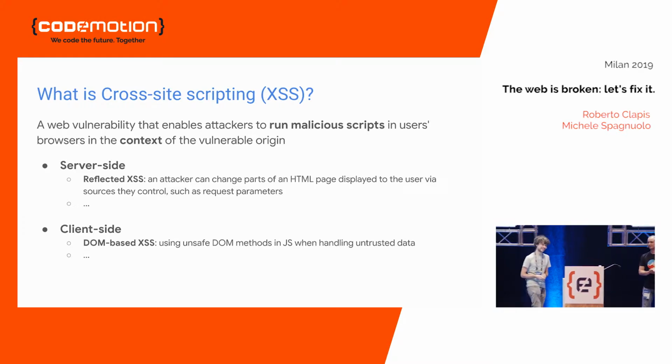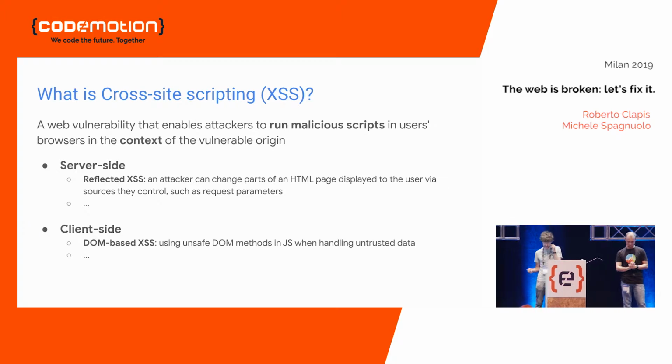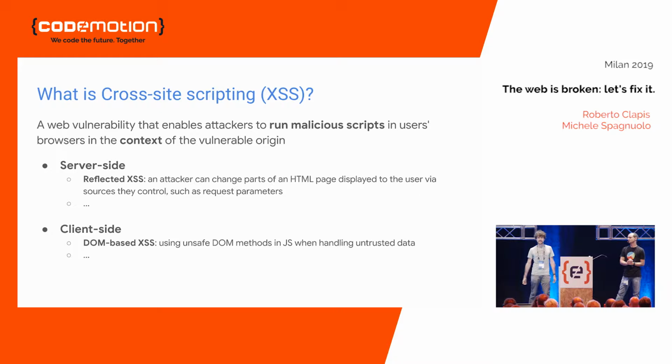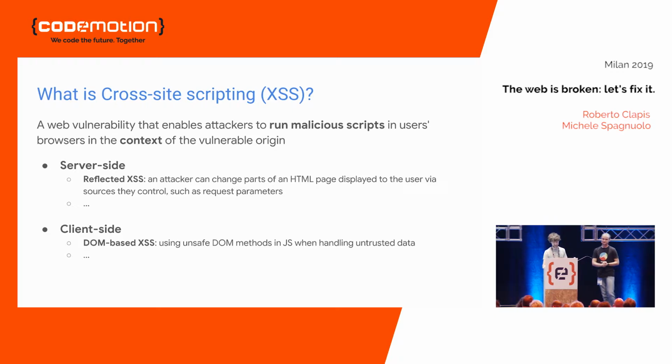We are just simplifying it a bit and saying that there is reflected XSS, where basically the server reflects back a payload that an attacker sends. And we have DOM-based XSS, which is client-side. It would work if you have an index.html file saved on your desktop. It doesn't require a server, and it is because the DOM API is broken. I mean, it works. It's powerful. It's broken. It's not safe by default, as we like to say.